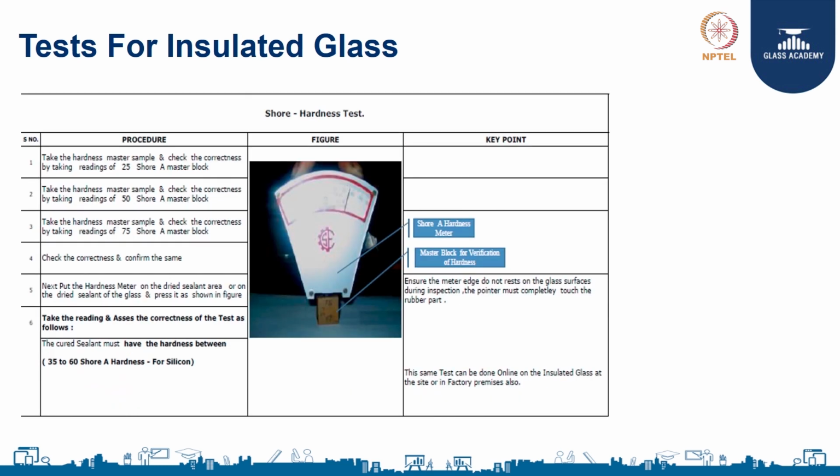The second test we do is the shore hardness test for silicon. For that you need a shore hardness tester. You have to check this shore hardness on the secondary sealant, like silicon or polysulfide, whichever you are using in an insulated glass unit, and you should check it after 24 hours of applying the silicon. For silicon, the range of this shore hardness is from 35 to 60.